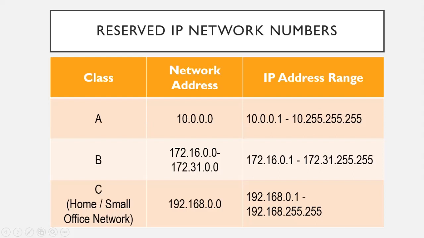So class A, if you want many possible IP addresses, or mas marami kang available IP addresses compared to class B. And of course, yung pinaka maliit na possible number of IP addresses is a class C, since you're talking about home network lang. So usually this is used in large organizations, mid-sized companies, home networks, or small office networks.